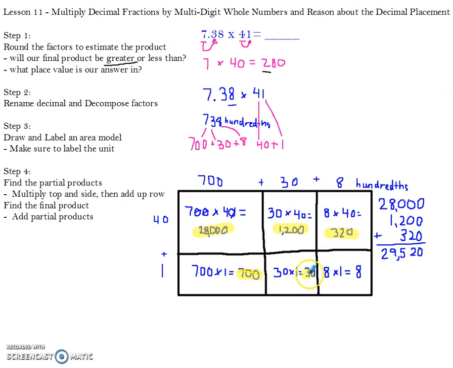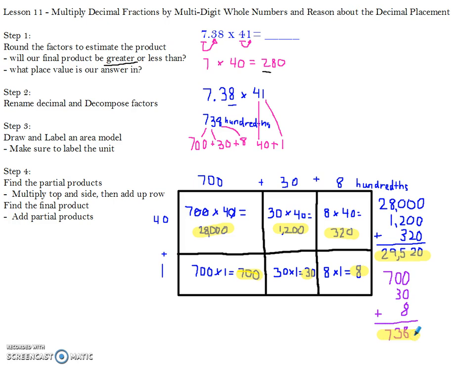plus 30 plus 8. Making sure again that I lined up all of my place values. Now we can solve. 0 plus 0 plus 8 is 8. 0 and 3 is 3. And 7 plus zeros is 7. So my two partial products for this problem are 29,520 and 738.